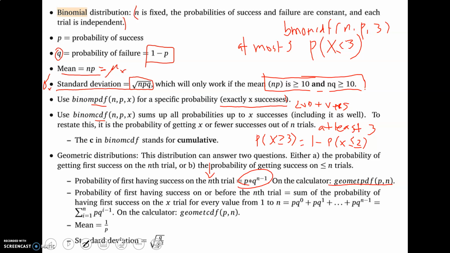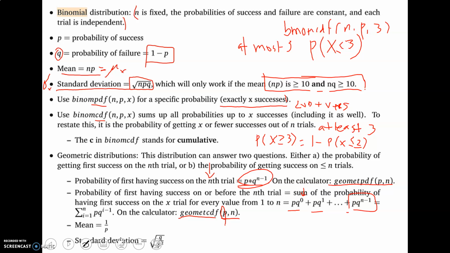And then probability of having success on or before the nth trial is basically you're adding up all of that until that point, right? So this is the last trial, right? And then you're adding up all the way to, and you need to remember the 0, okay? And that is the most common mistake. You always forget 0. Or you can use geometric CDF, the probability of success, and the n.